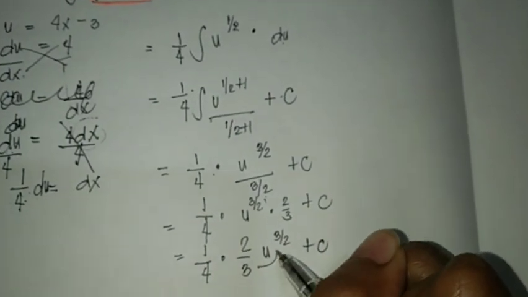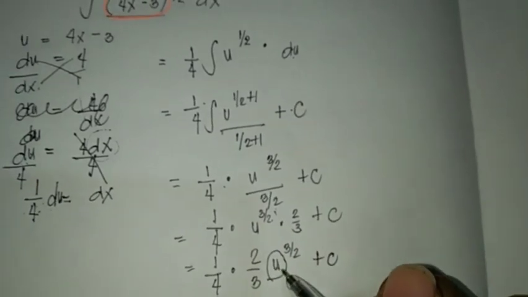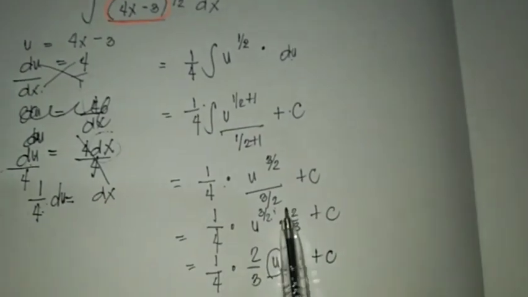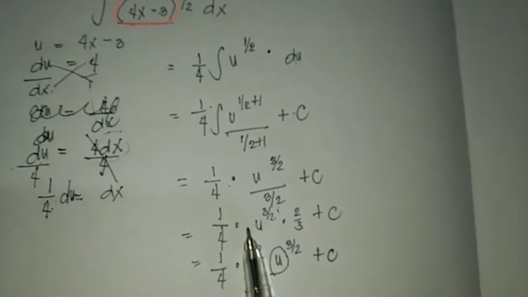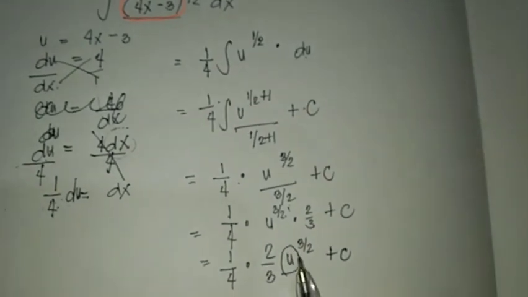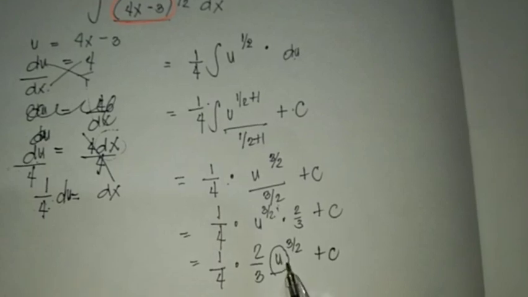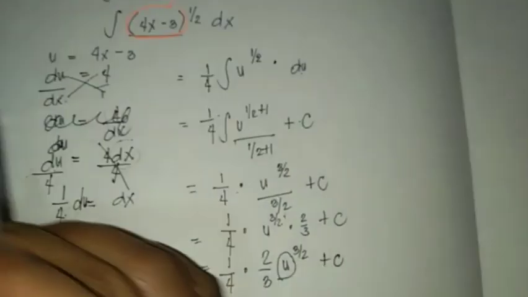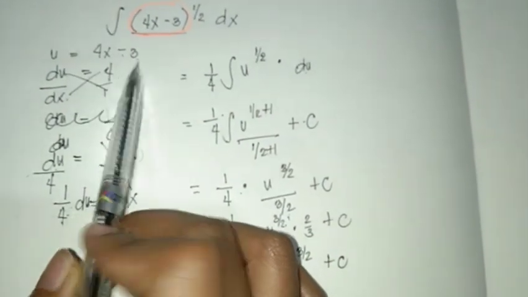Since our u here, ato ra ning gigamit ang u dira para dili kay complicated, kay dili ra man na siya hilabdan. So, for our final answer, we will now substitute the u with its original value.